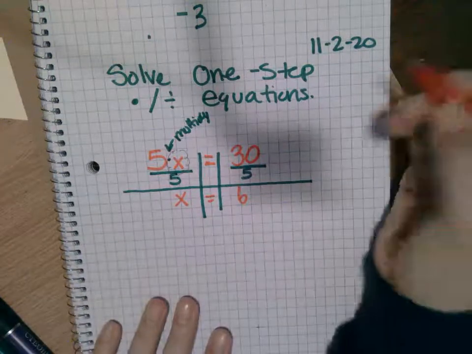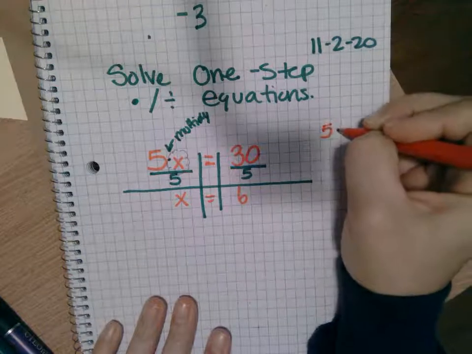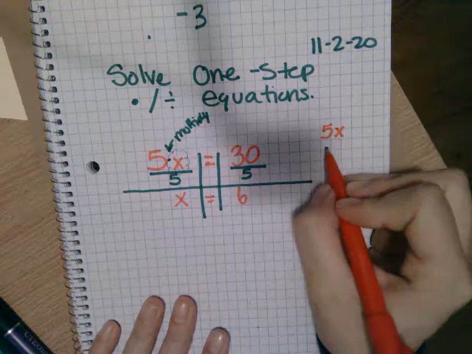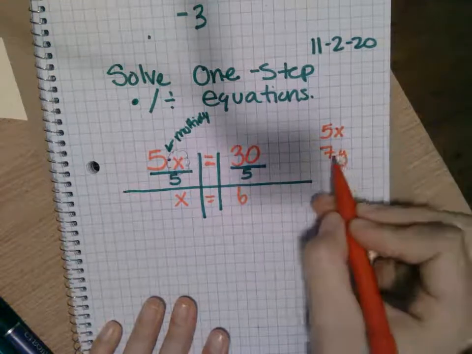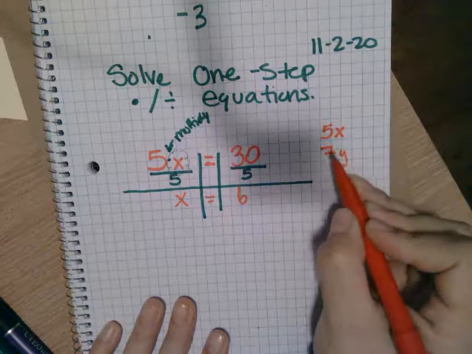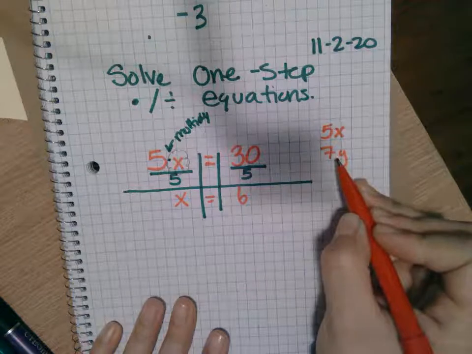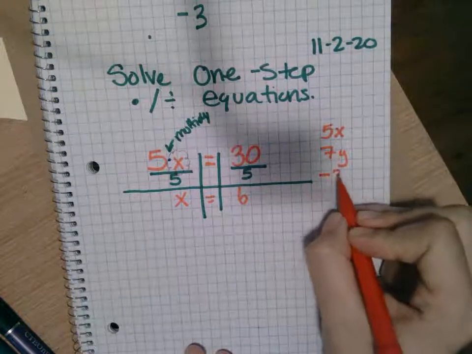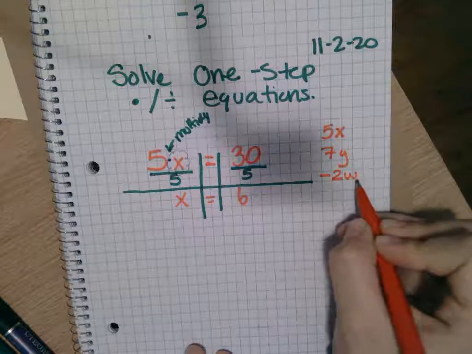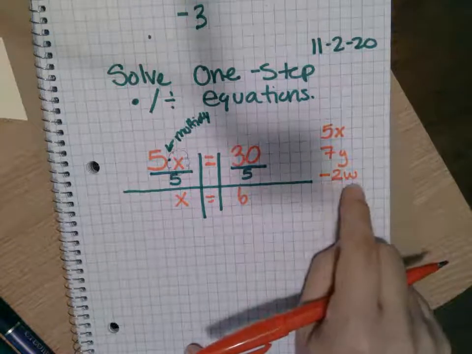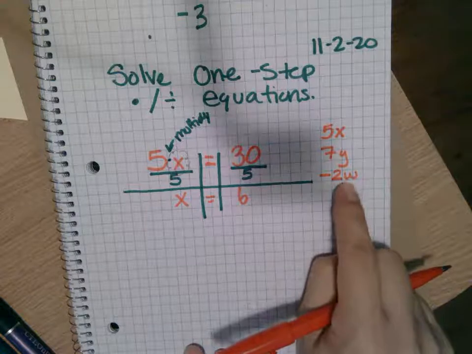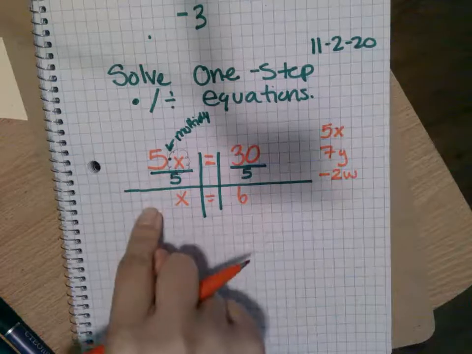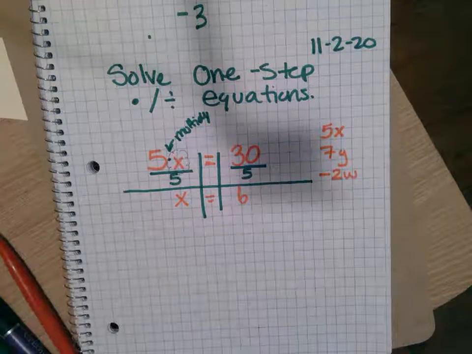So again, when you see a number right next to a variable like this, it means multiplication. It could be a different variable, like 7y. When they're next to each other like this, it means to multiply. So what are you going to do? You're going to divide. It might be a negative number, like negative 2w. But when they're right next to each other, this all means multiplication. And when we try to solve it, we need to divide because we have to do the opposite.